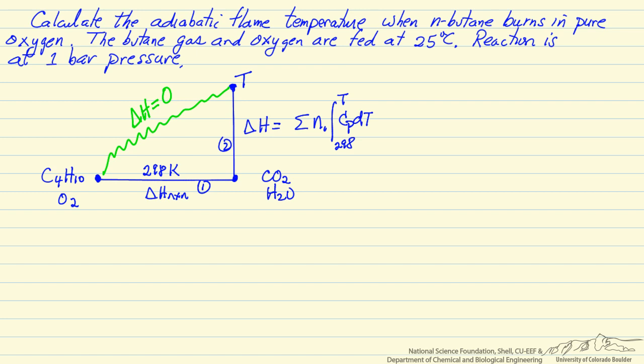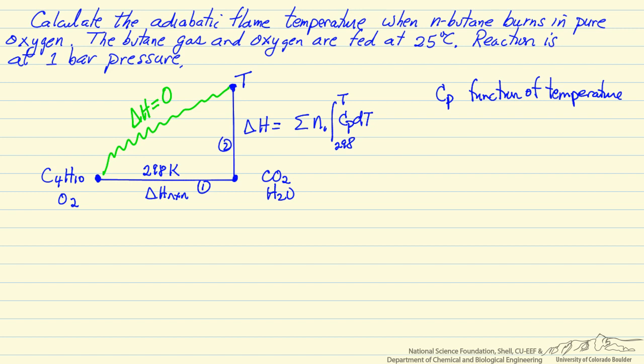There's two terms here. I've written the general, but number of moles of CO2 times its heat capacity and number of moles of water times its heat capacity. So Cp is a function of temperature. This is important because we're going to have a very high final temperature. We have to account for the fact that the heat capacity changes with temperature.